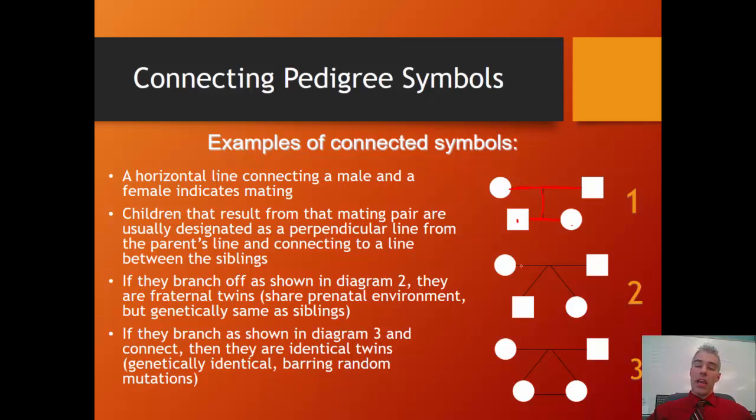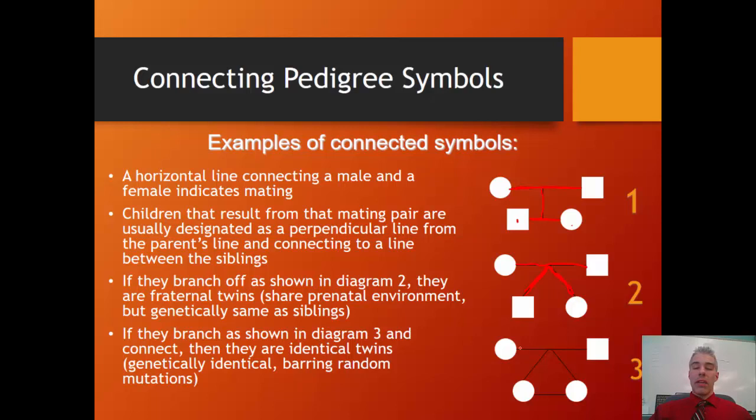Number 2 shows you that as well. The only difference is we have a little bit different way it branches off here. In number 2, it branches off like this, which designates fraternal twins. The only difference genetically between fraternal twins and brother and sister, or sister and sister, or brother and brother, is that they shared a prenatal environment, which could cause diseases and things like that.